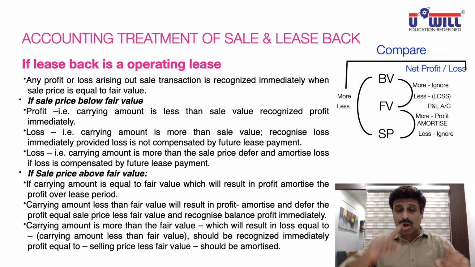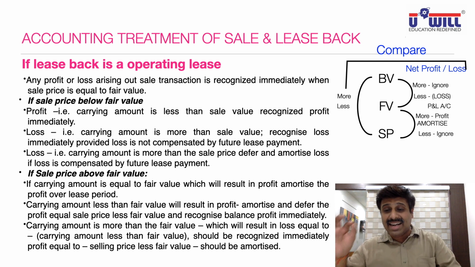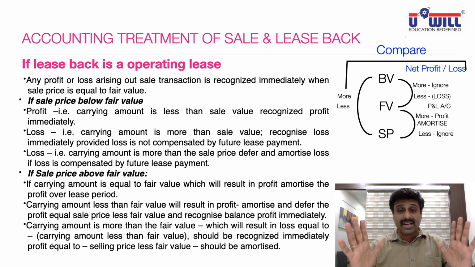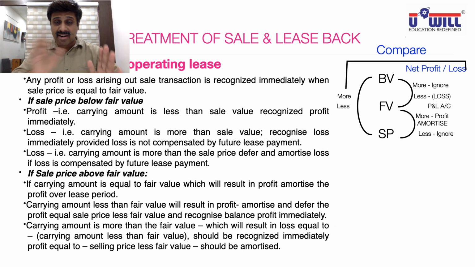Whatever you get, profit or loss, you compare that with the right side net profit or loss. What do you mean by net profit or loss? Profit of selling price and fair values difference minus loss of fair value and book values difference. Up till here clear? Okay, once again you can rewind and listen to it if any confusion.